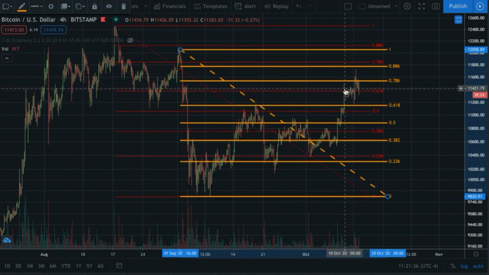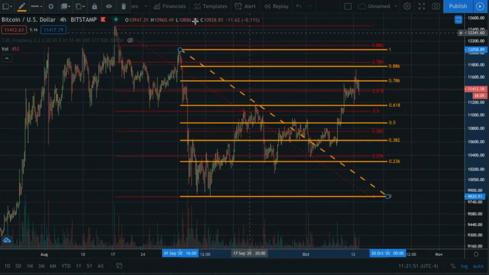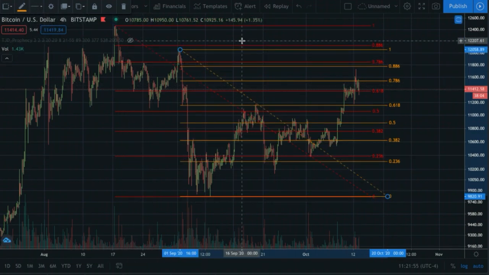So in this case, we made it back up once again to the 786, almost to the 886, almost 88.6%, 90% of the move, and so far we're getting rejection. And once again, if we can come back up here and take out the top, we will no longer be in an internal retracement. We will actually take out the top and continue moving up.